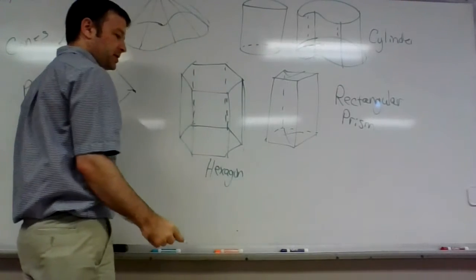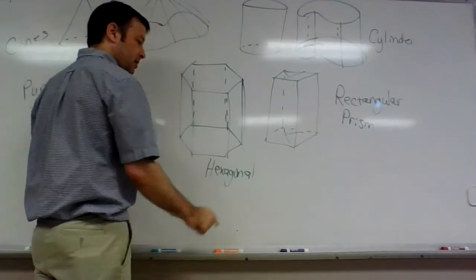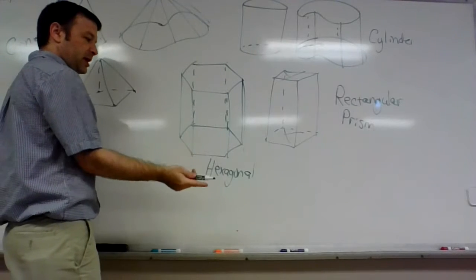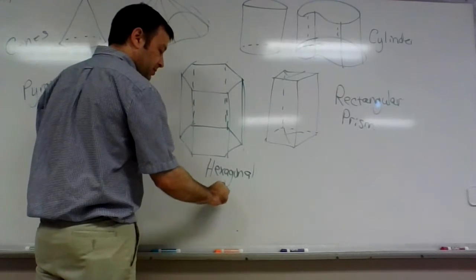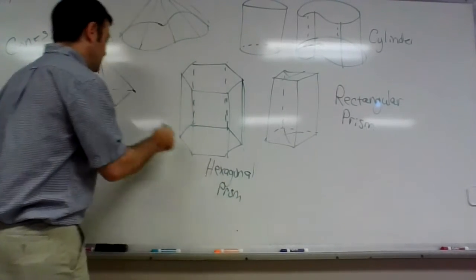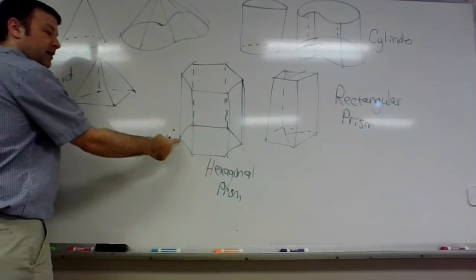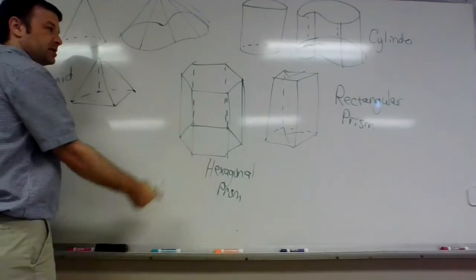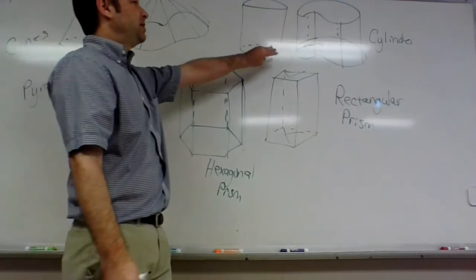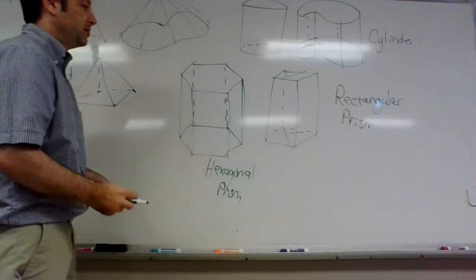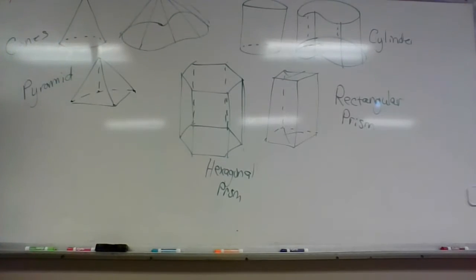You use the word hexagon and then add -al on hexagonal, and kind of change the pronunciation to prism. So prisms, it's kind of like pyramids over here. Prisms have to have polygon bases, like straight edges. Cylinders can have any kind of base, but prisms have to be straight.